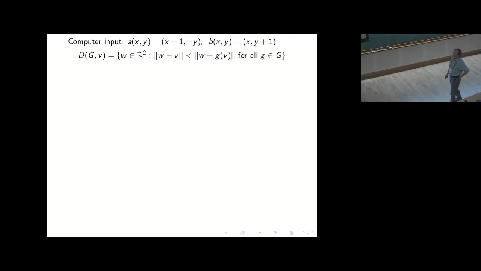Choose an arbitrary point V in the plane, any point. And then take the orbit of V under the action of G. This is an infinite orbit, but still you can do it. And then you build fields where you put a fence around V: all of those points closer to V than to any other point in the orbit is the field containing V. You build a fence around it.